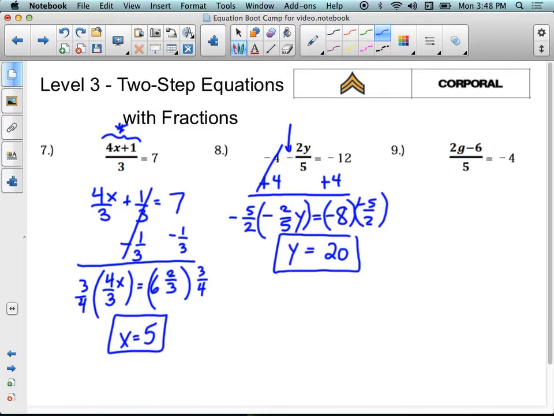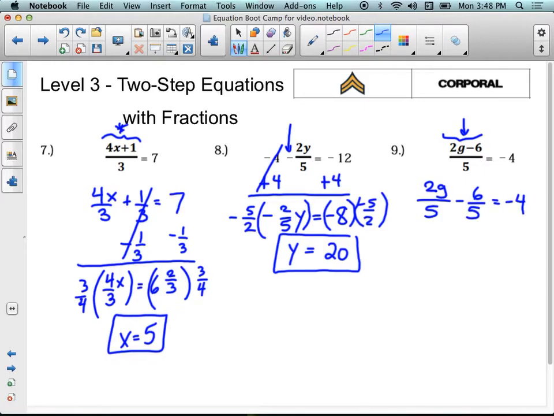Feel free to pause the video at any time if you want to try working on this with your calculator, your grapher. All right, so for number 9, again, I'm going to use the same method I used on number 7 to rewrite this large fraction as two separate fractions. So I'm going to rewrite this as 2g over 5 minus 6 over 5 equals -4.